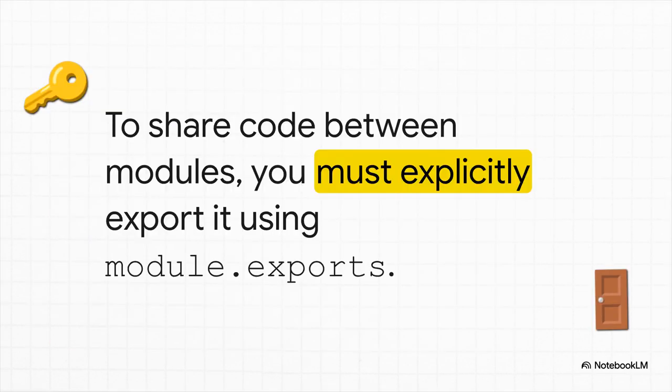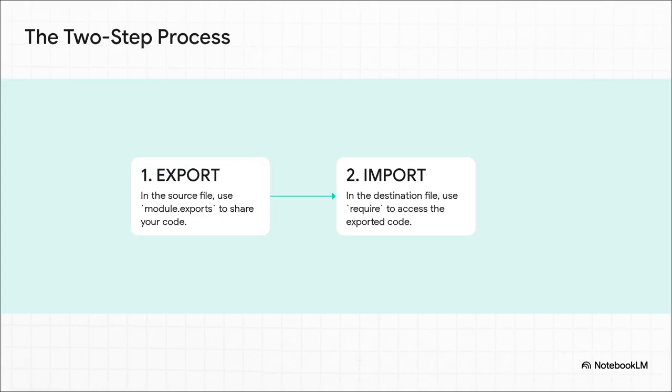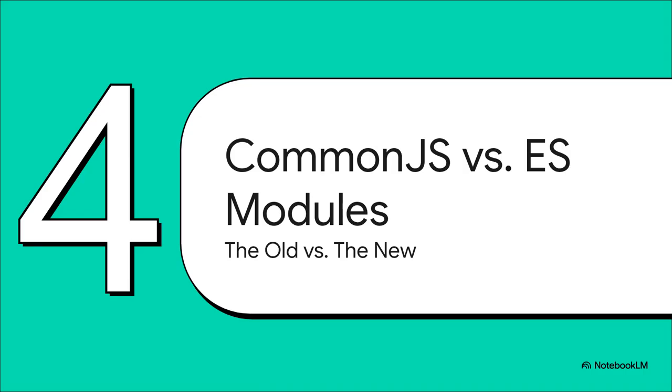So obviously we need a key to unlock that door, right? We need a way to explicitly say what we're willing to share with the outside world. And in Node.js, that key is module.exports. It's really just a simple two-step handshake. In the file where your code lives, you have to explicitly export what you want to share. Then in the file that needs it, you use require to import what was made available. You have to do both. One side offers, the other accepts. That's how it works.